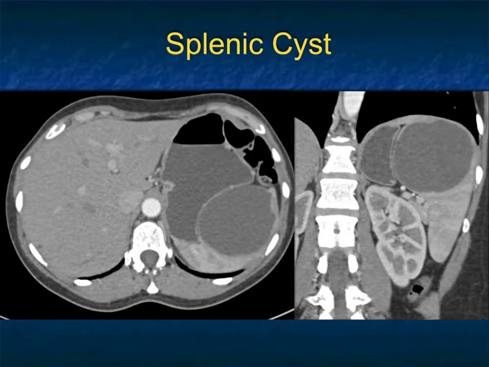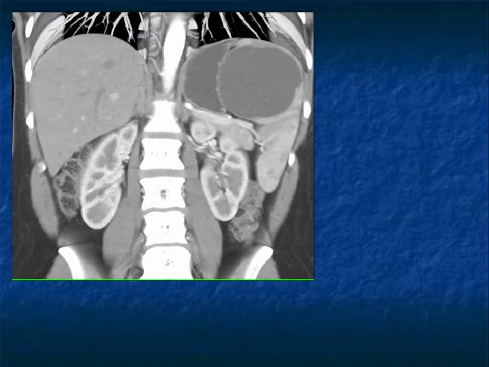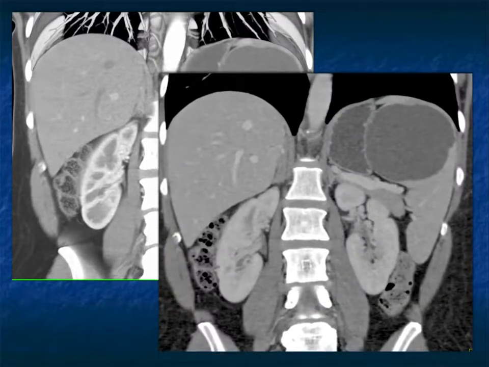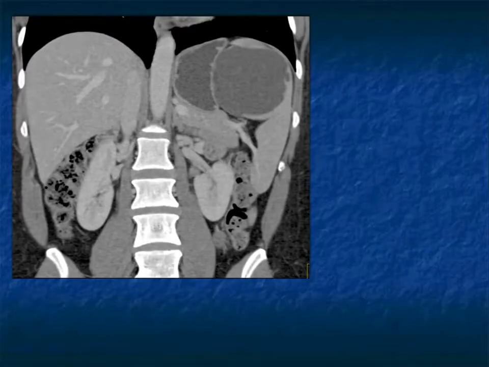But like renal cysts or liver cysts, water density, well-defined, typically no enhancing wall. Occasionally they'll have some rim-like calcification. Here it is on the volume rendering, very nicely shown. Splenic cyst, no difficulty in diagnosis.